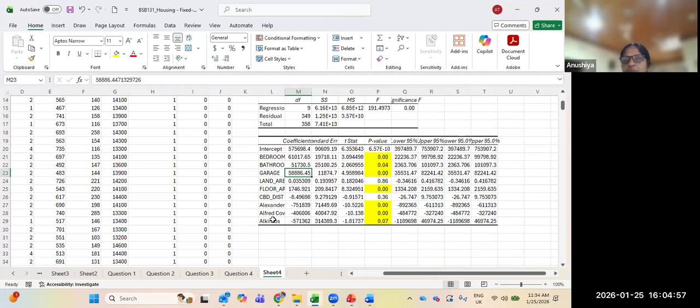As usual, for the dummy variable, as I explained in question number 3, these three suburbs were coded as a dummy variable or dichotomous variable. So here the interpretation means how much the price is different from the other suburb. For example, if the house is located in Alexander Heights, the house price would be lower than in the other suburbs. How much lower is explained by this coefficient. So this is the interpretation of the coefficient.